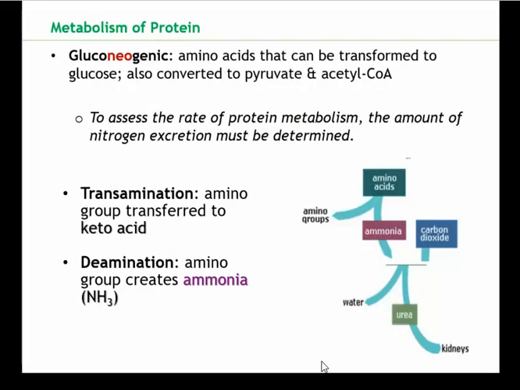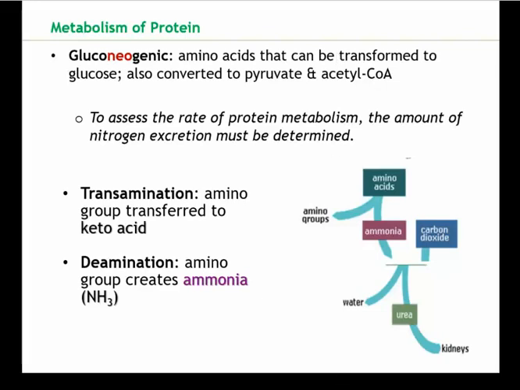Okay, we're going to kind of finish up with metabolism of protein. And then that'll be the end of part 2. Okay, so I already mentioned gluconeogenesis or gluconeogenic is when amino acids are transformed into glucose. So that neo means it's a non-carb source or like a new source. The amino acids are also converted into pyruvate and acetyl-CoA, which we saw in that protein oxidation slide a little bit ago.